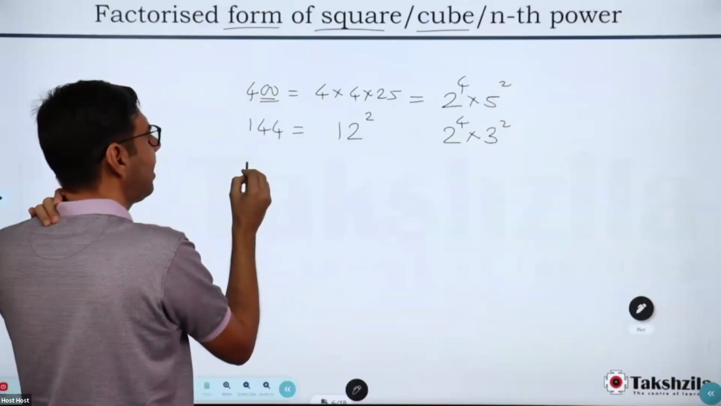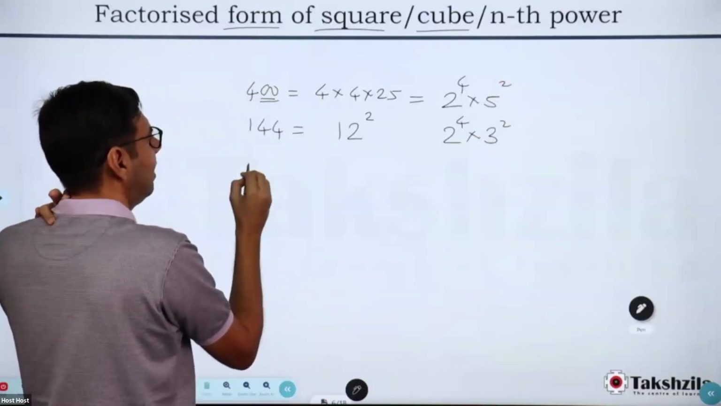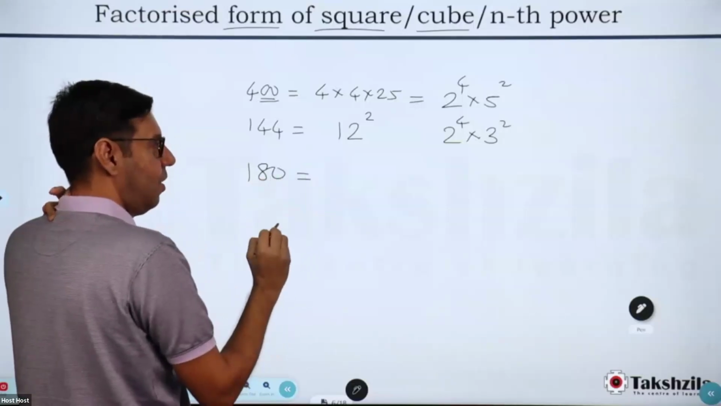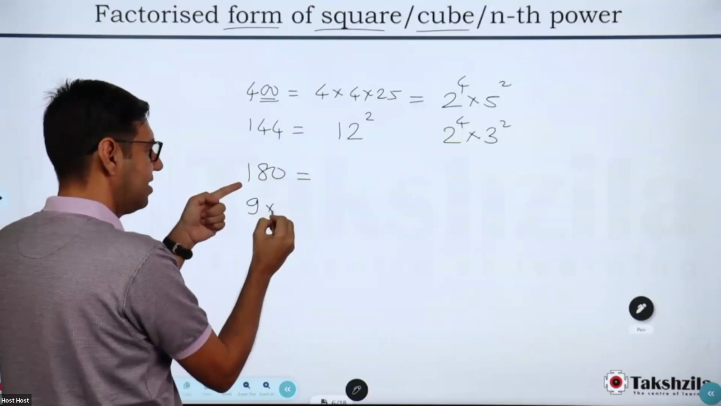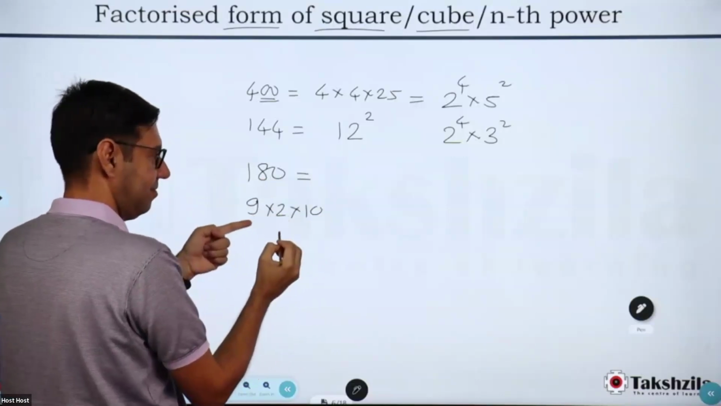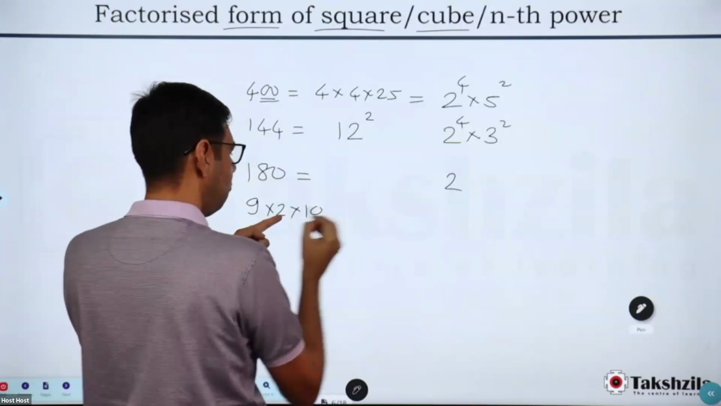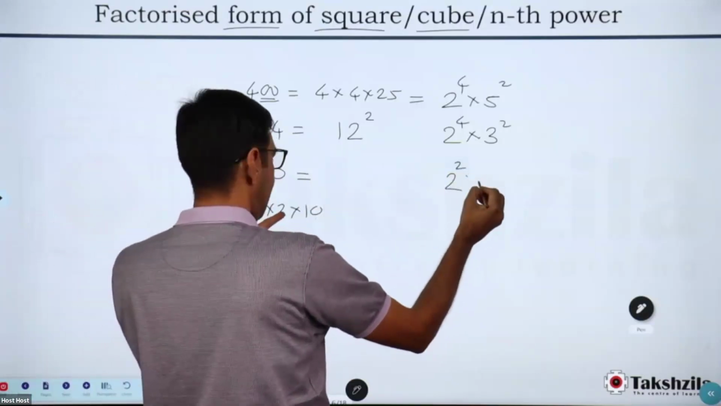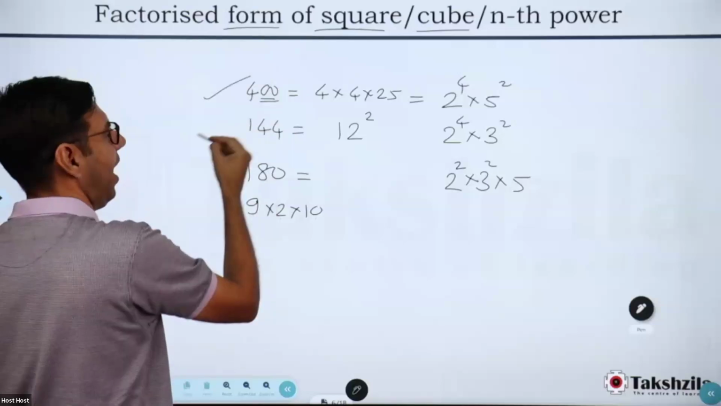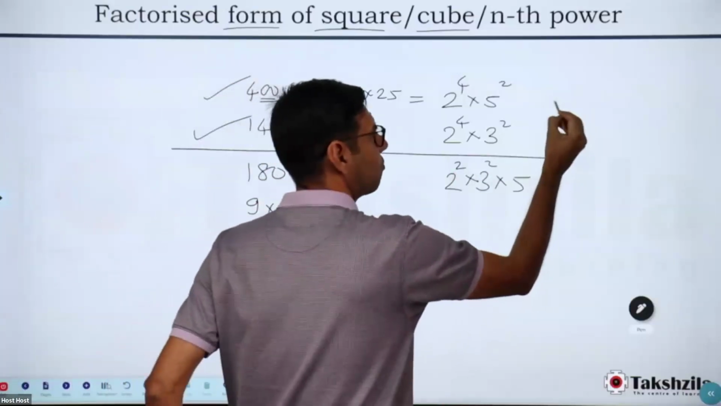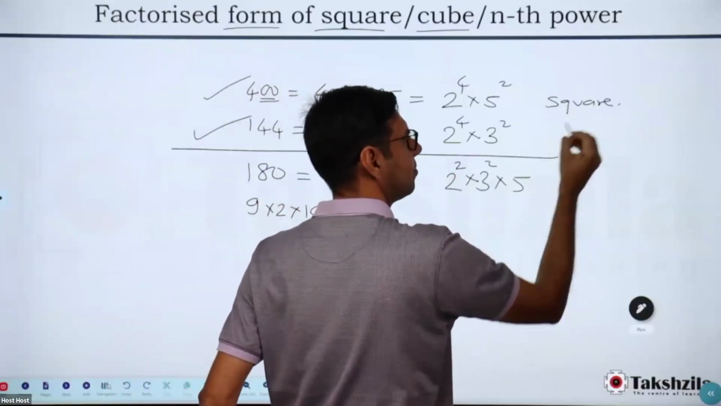But if I take 100 and let's say 90, there's a 9, there's a 2, and there's a 10. So tell me, this is a 2 and a 2 here, and a 3 squared, and a 5. So this is a square, this is a square, this is not a square. So what is the difference?